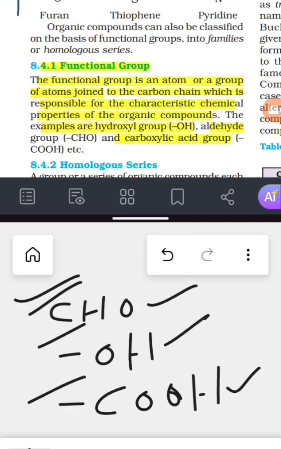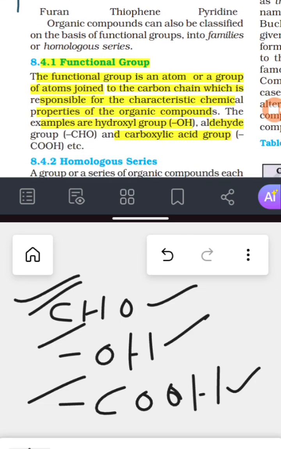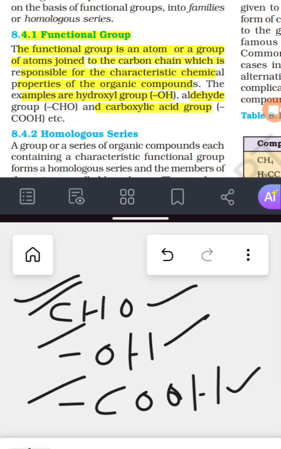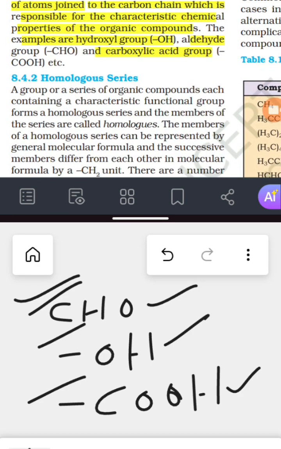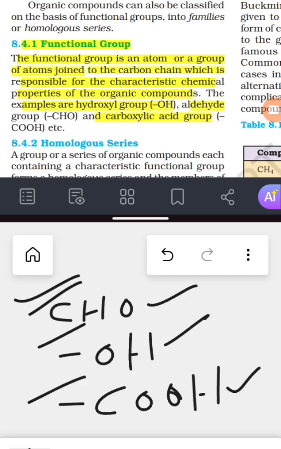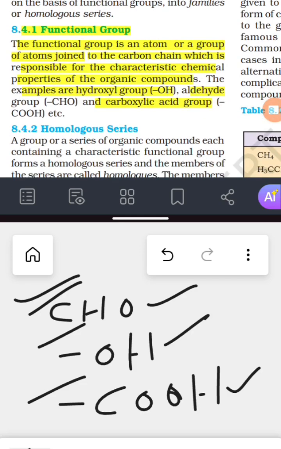Like in IUPAC nomenclature, after two pages of this textbook, we will discuss IUPAC nomenclature. There, we will discuss different functional groups actually. Okay, that is functional group.